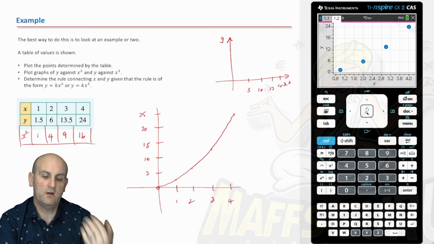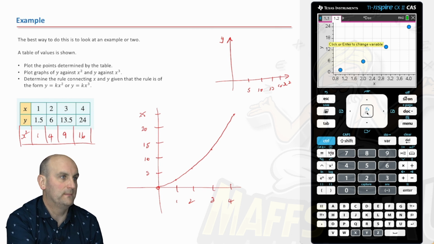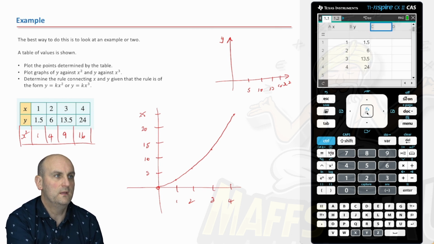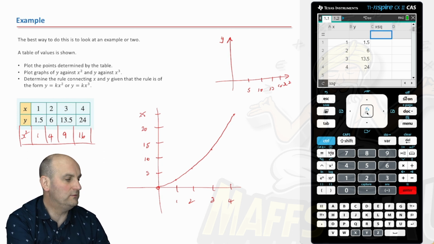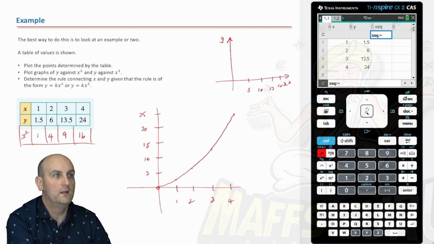How will I now do my graph of y against x squared? Easy. Go back to my table. I'm now going to say x squared, and ask it to work out the square values of x. And if you remember, we want to do x and x squared.